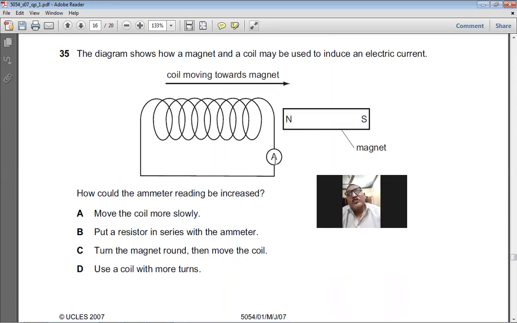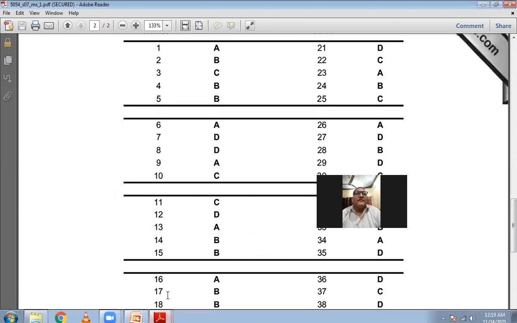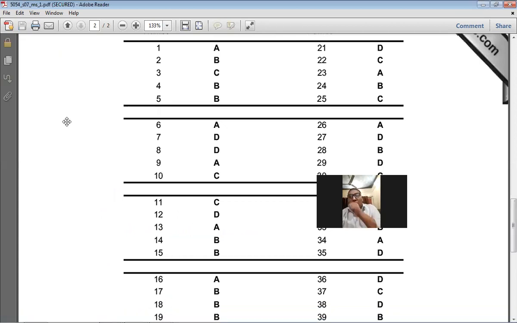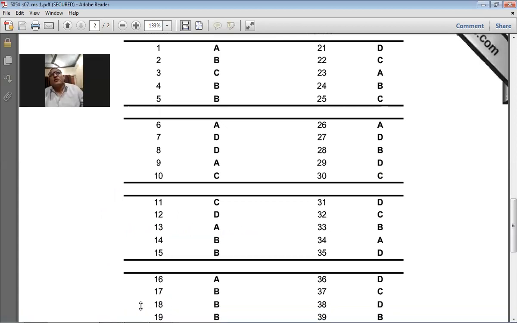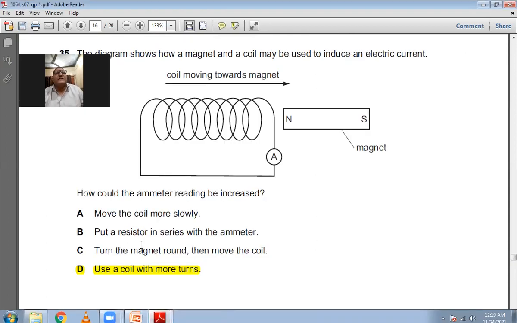So the first option is move the coil more slowly. That is wrong. Put a resistor in series with the ammeter. That's wrong. Turn the magnet around, then move the coil. No. Use a coil with more turns. Yes. If you use a coil with more turns, the reading on the ammeter will increase. So D looks the best option. D is the right option, sir. Question number 35, D is the right option.